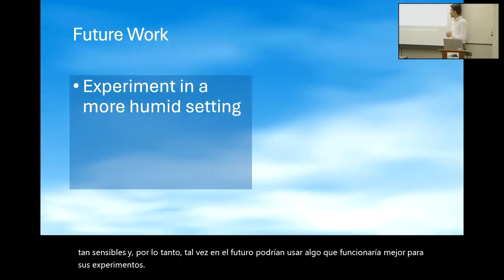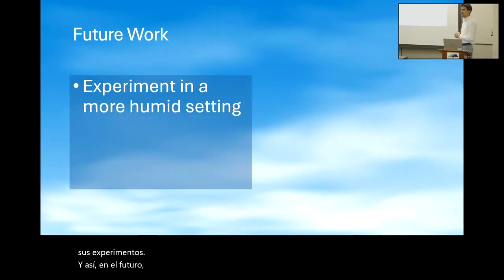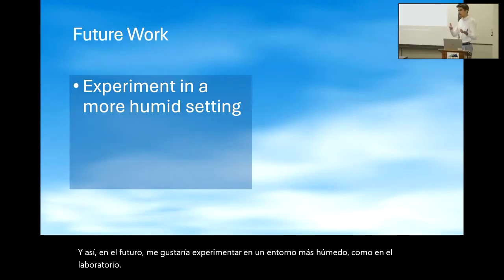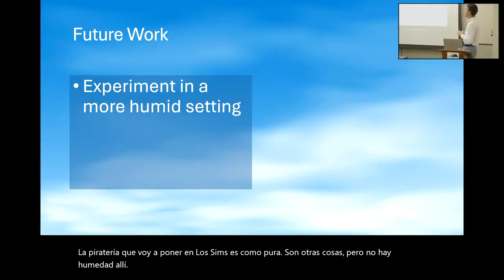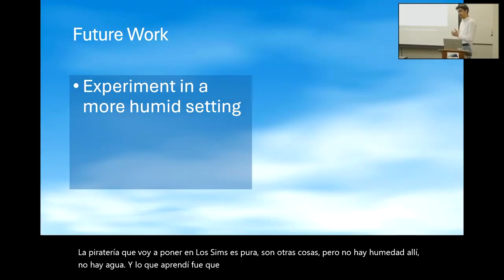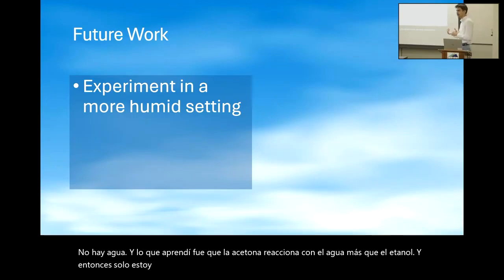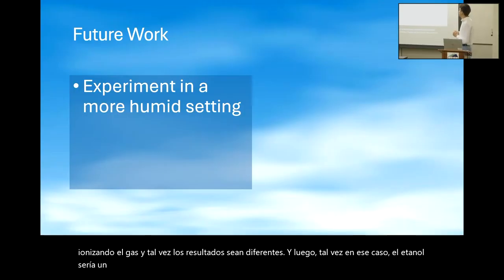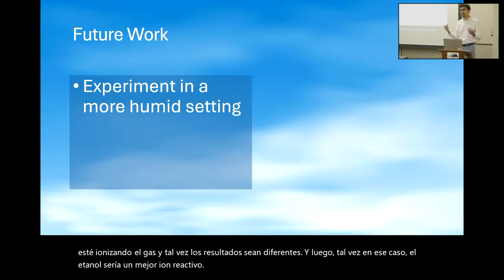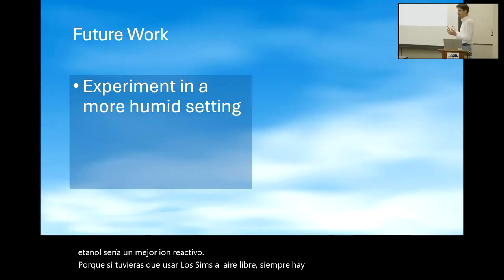And so in the future, I'd like to experiment in a more humid setting. In the lab, the pyridine that I'm putting into the CIMS is pure, or it's other stuff, but there's no humidity in there, there's no water. And what I learned was that acetone reacts with water more than ethanol does. So I'm thinking if the acetone is reacting with the water, then maybe it won't be ionizing the gas, and maybe the results would be different. And then maybe in that case, ethanol would be a better reagent ion. Because if you were to use the CIMS in the open air, there's always at least like 20% humidity. So that's something I'd like to do in the future.